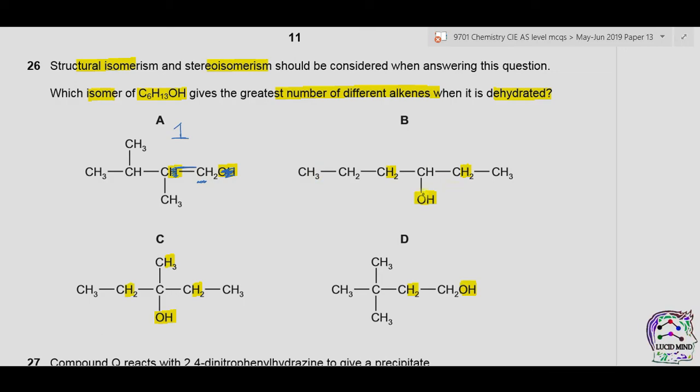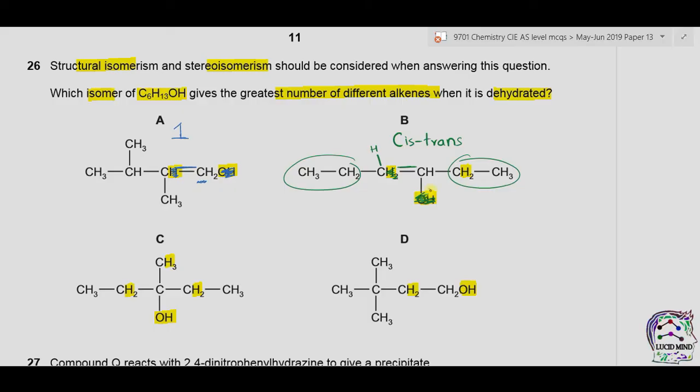Now in B we can see that this OH is removed from this carbon and hydrogen could be removed from this carbon atom, so double bond would come on this one. As we can see that this carbon is bonded to one hydrogen atom and one ethyl group. Similarly, this carbon is attached with one hydrogen atom and one ethyl group. So two isomers are possible for this structure, one is cis and one is trans.